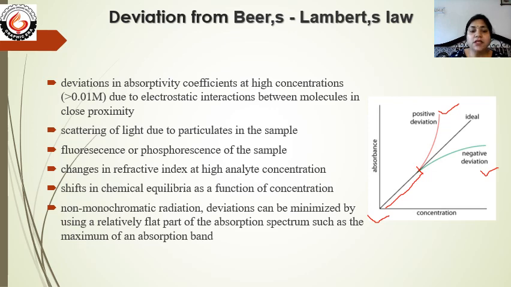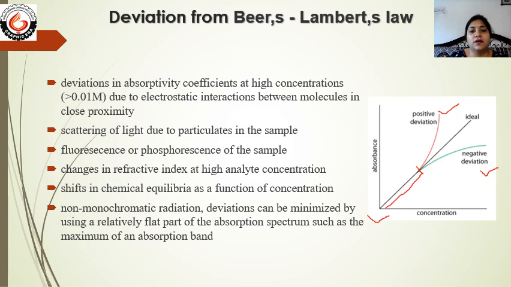That means if the concentration is very high, the solution does not obey the Beer-Lambert's law. Why? Because the molecules get aggregated and due to which some light can pass through easily. Then scattering of light due to particulate in the sample, if the sample has some other particulate matter.